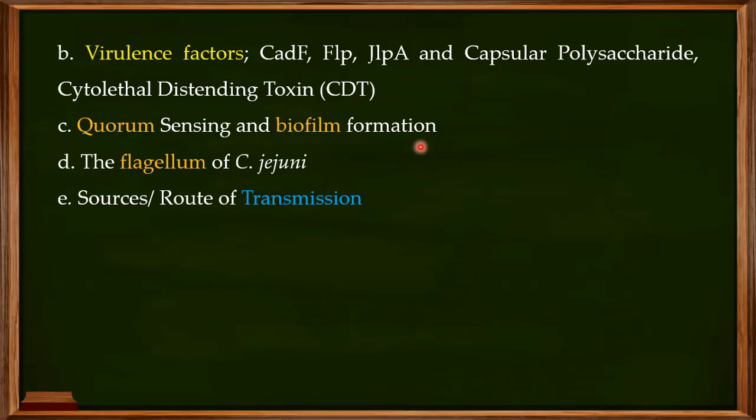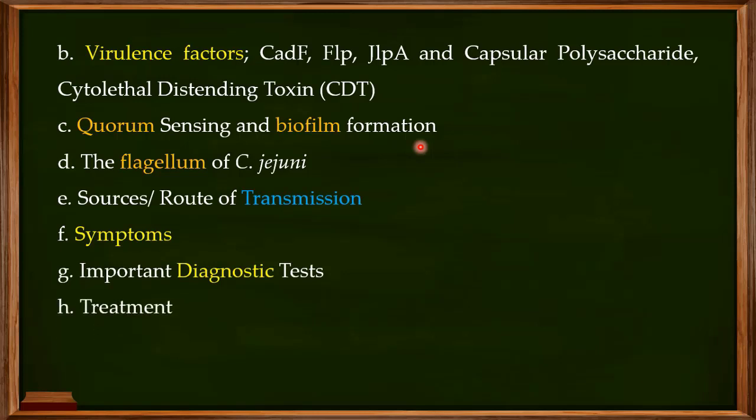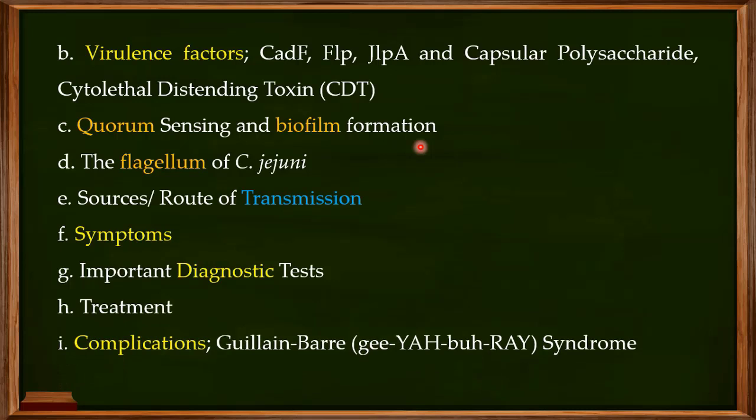Then we'll focus on the sources or route of transmission of Campylobacter jejuni, and talk about the symptoms and the important diagnostic tests for the identification of C. jejuni. I'll talk about the treatment, and then, to complete the discussion on Campylobacteriosis, we'll talk about a complication known as Guillain-Barré syndrome, an important complication.